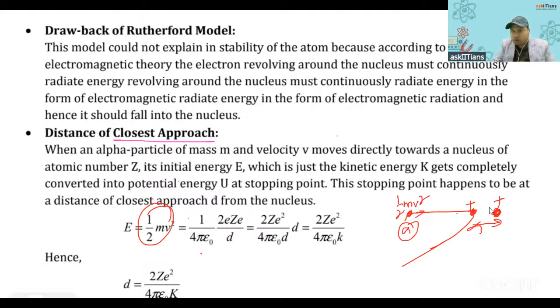So this kinetic energy, half mv square, gets converted into potential energy. And what is potential energy in electrostatics? K Q1 Q2 by R. This is K. Q1 is the charge on the alpha particle, which is 2e, helium 2 plus. And what is the positive charge we have here? Let's say its atomic number is Z, so it has charge Ze, because it has Z number of protons. So 2Ze square upon D. D is the closest approach, so from here I get the value of D like this.